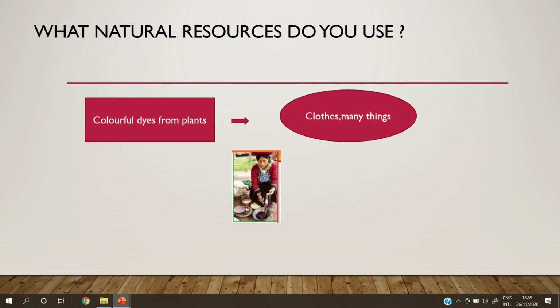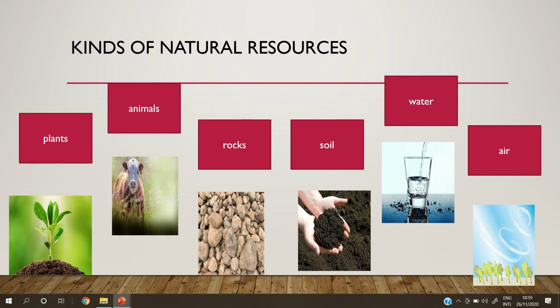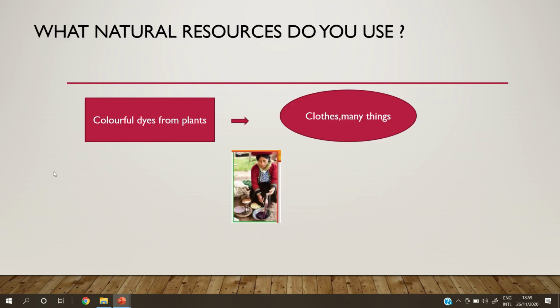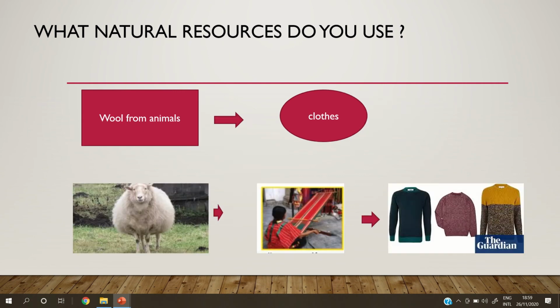So the natural resources have different kinds, and the living things like the animals and the plants give us many things in our life. It is very important.